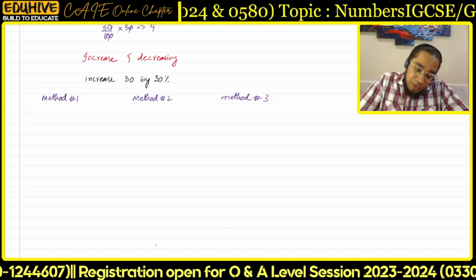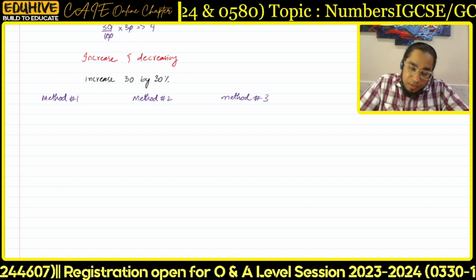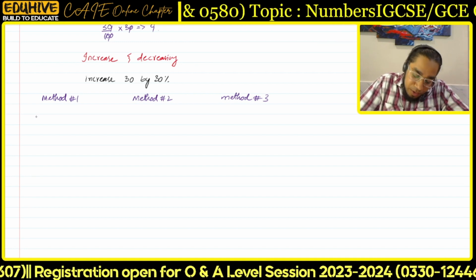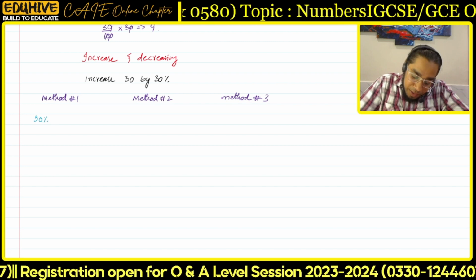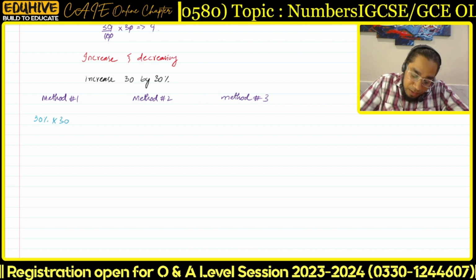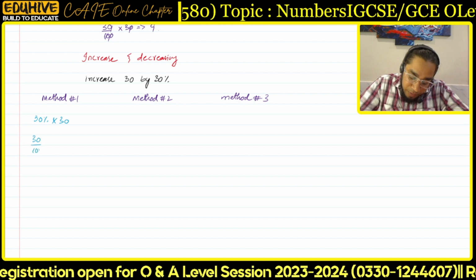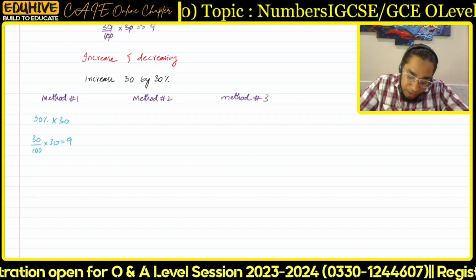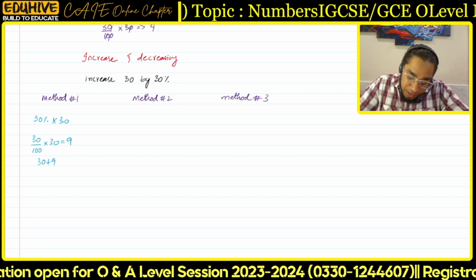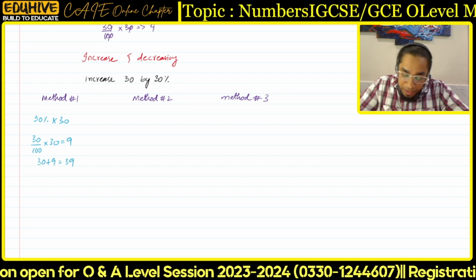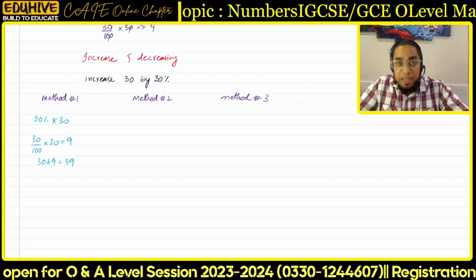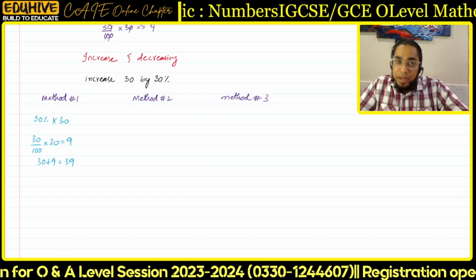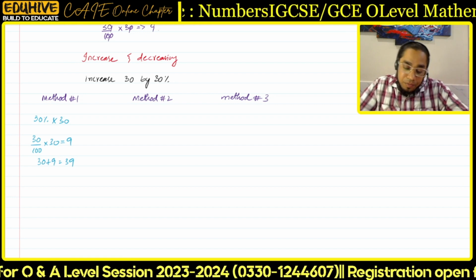So first of all, increase 30 by 30%. A simple man can do this. He is going to take 30% of 30 initially. That's going to be 30 over 100 into 30, and it's going to be 9. And I can say 30 plus 9, that will give you the result 39. So I have increased 30 by 30%. That was a simple method.